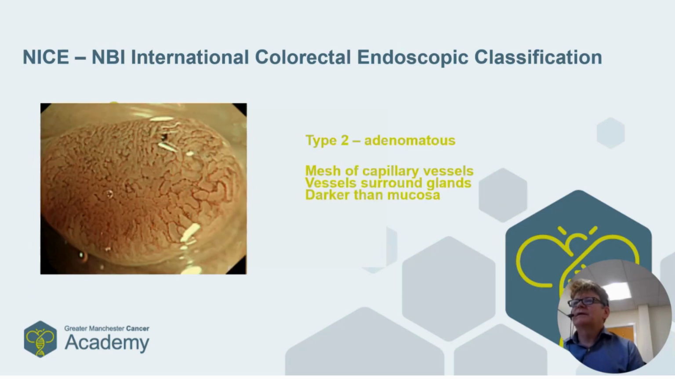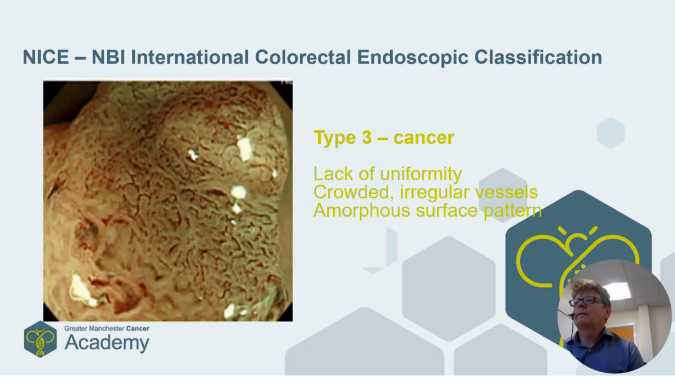Here's a typical adenoma, a mesh of capillary vessels surrounding glands which are pale. So these red-brown structures here are blood vessels, well developed, and that's darker than the surrounding mucosa you can see here in this NBI image. And here's a cancer. There's a lack of uniformity, crowded irregular vessels with an amorphous surface pattern.